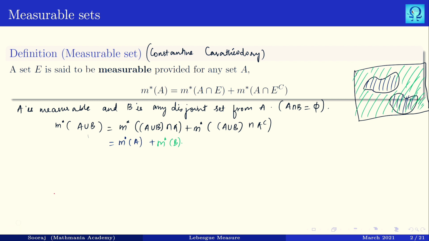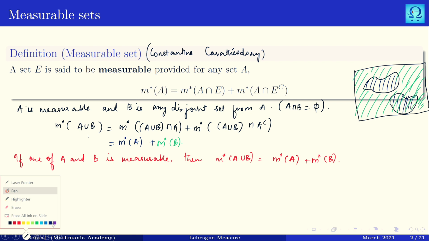So what did we get here? If one of A and B is measurable, then the outer measure of A union B is m star of A plus m star of B.